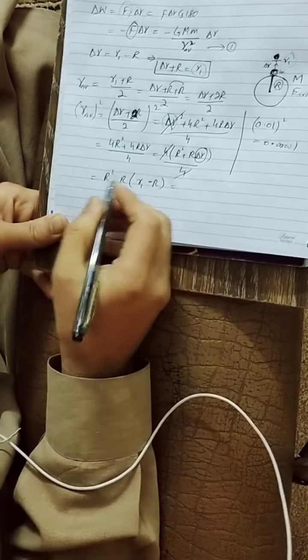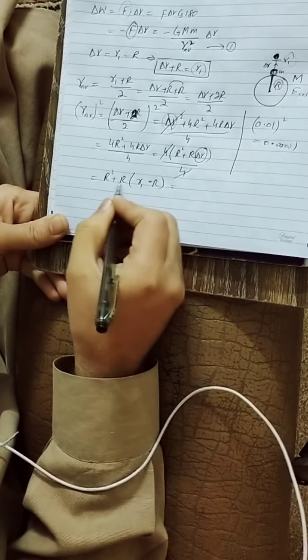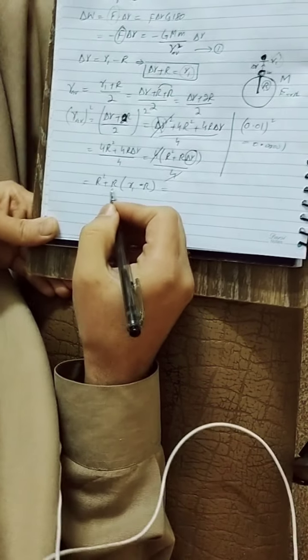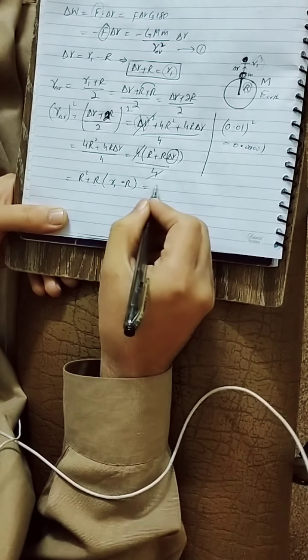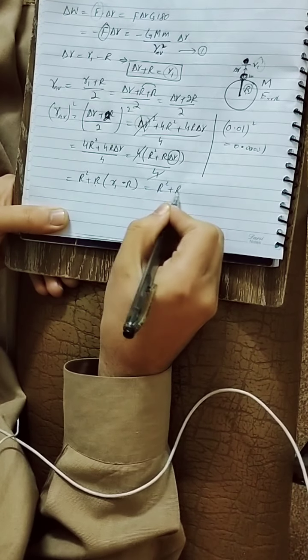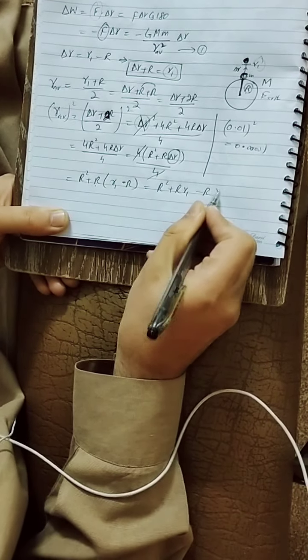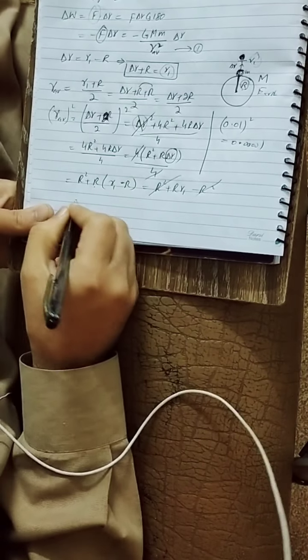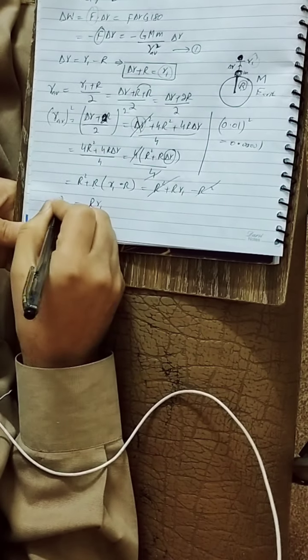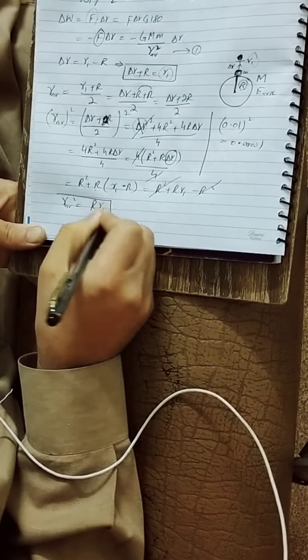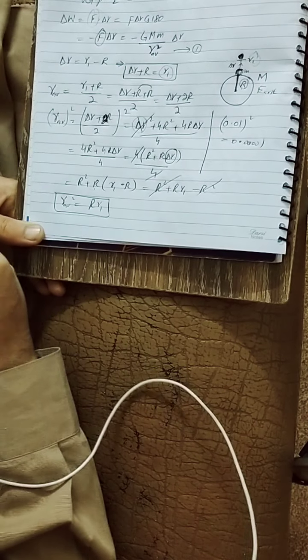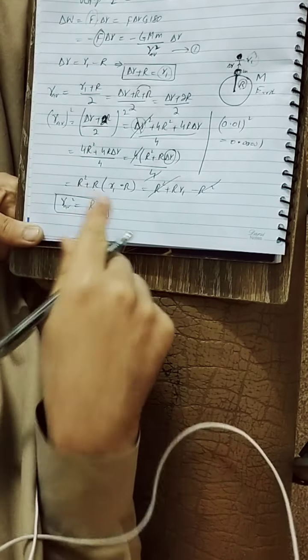Now multiply this r inside. If you multiply this r inside, what will we get? Look, r square plus r1 minus r square. So r square will be cancelled. This is the value of r average square. So we got the value of r average square.